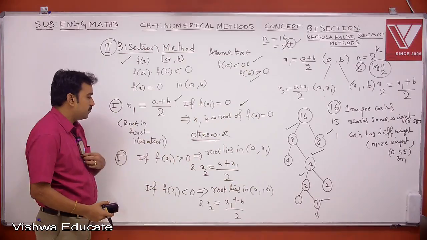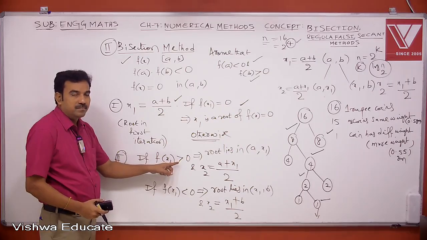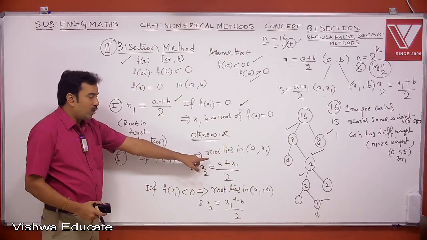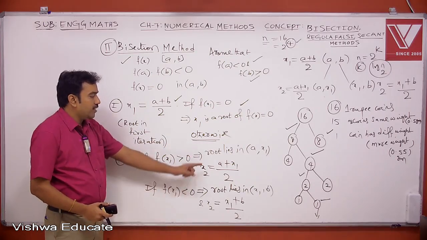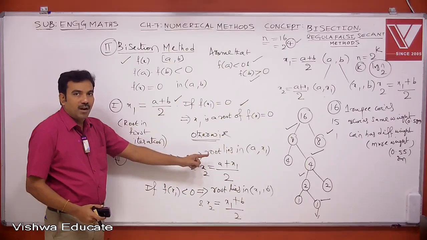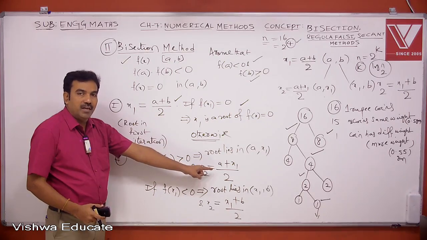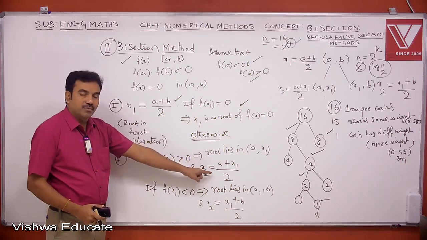Step 2. If f of x1 greater than 0, this implies the root lies in the open interval a comma x1, and x2 equal to a plus x1 divided by 2.